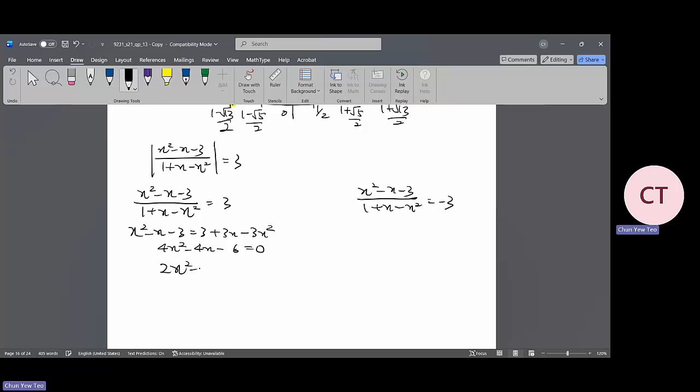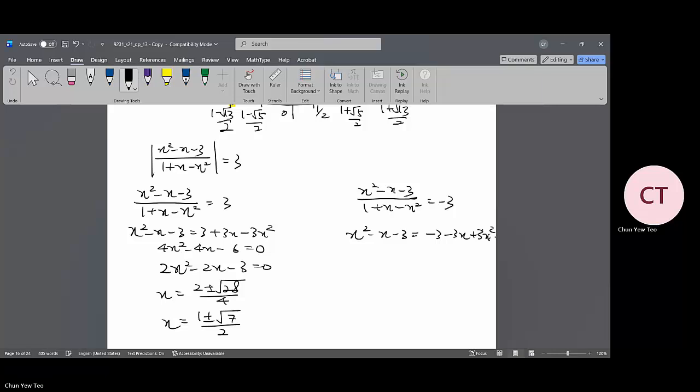Divide everything by 2. Then you get x equal to 2 plus minus the square root of 28 over 4. You can make it become 1 plus minus square root of 7 divided by 2. Then this one is negative 3: negative 3 minus 3x plus 3x squared. Over here, you will get 2x squared minus 2x equal to 0. Factorize the 2x out. You get x equal to 0, x equal to 1.